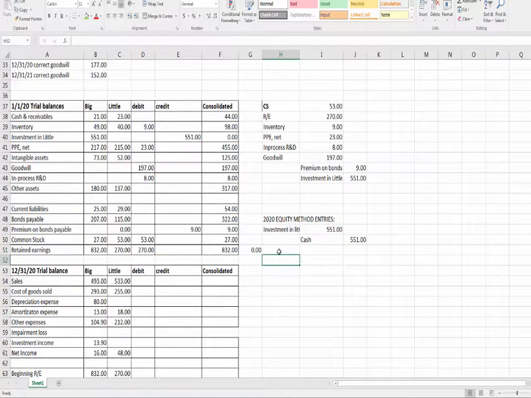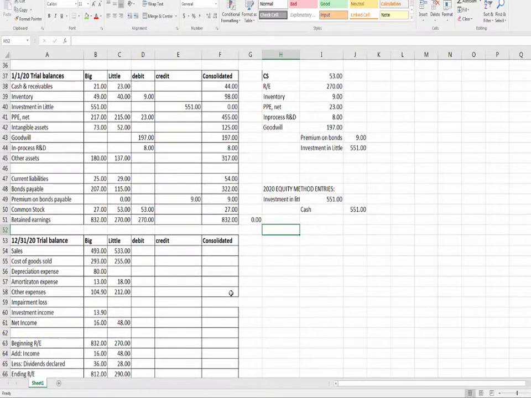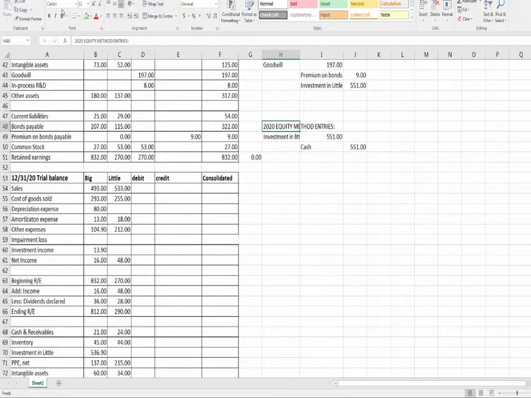Okay, income, dividends, amortization. Looking at the 2020 worksheet, Little had income of $48. We are the sole shareholder, so we report all $48 of that. So debit to investment in Little, credit to investment income.